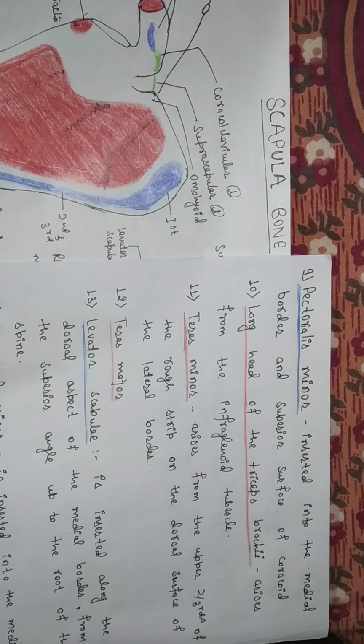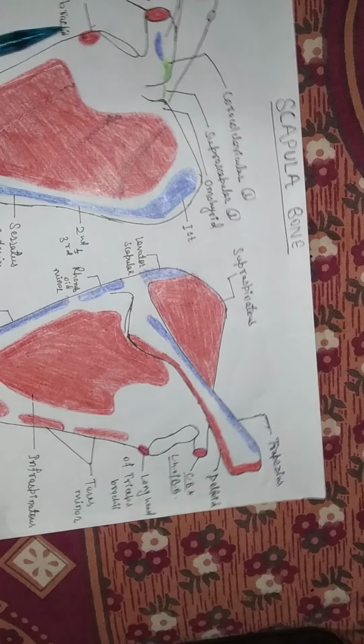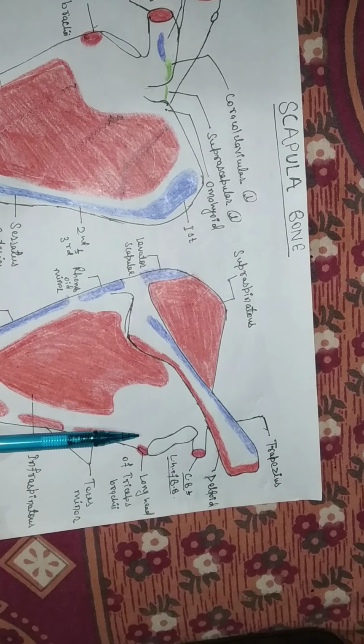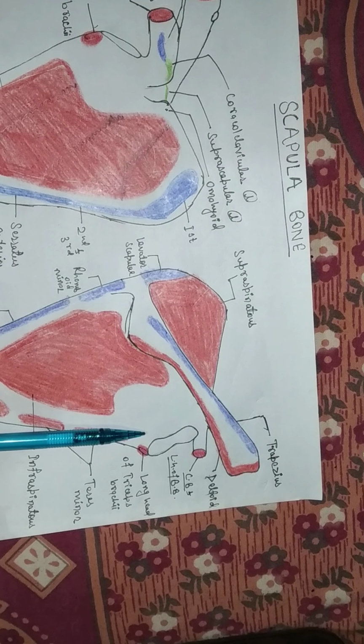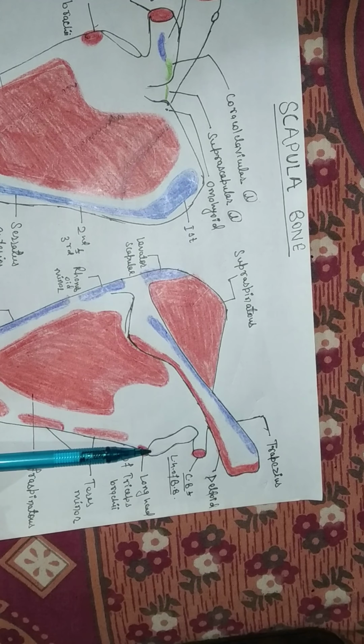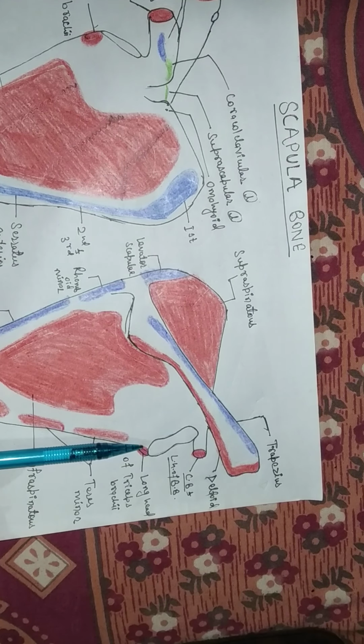After that, long head of the triceps brachii. This is the long head of triceps brachii. We can see these muscles on both surfaces, here in the costal surface and here in the dorsal surface. The long head of the triceps brachii arises from the infraglenoid tubercle. This is the infraglenoid tubercle just below the glenoid cavity.